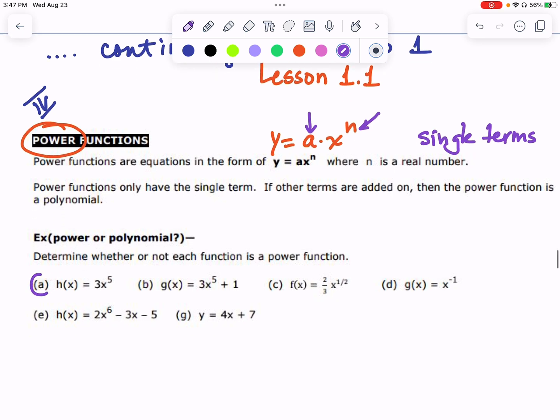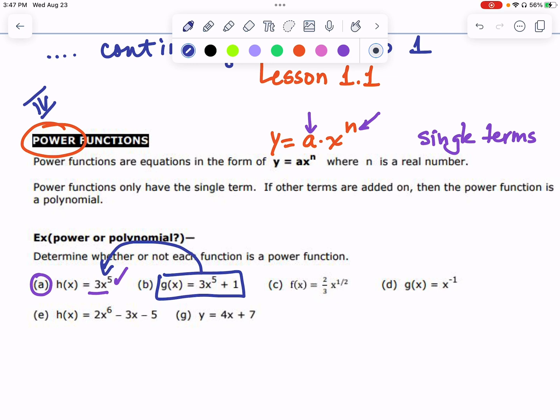So for example, if you look at a, this is in the format of a power function, so we're going to call that a power function. If you look at b, because of that plus one, this would not be considered a power function. This comes in later, so I will explain in more detail later. For now, I'm keeping it brief and quick.